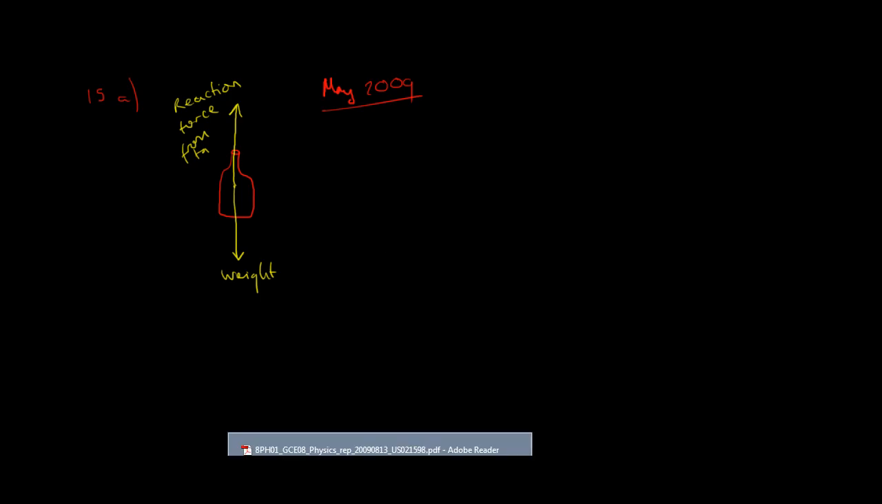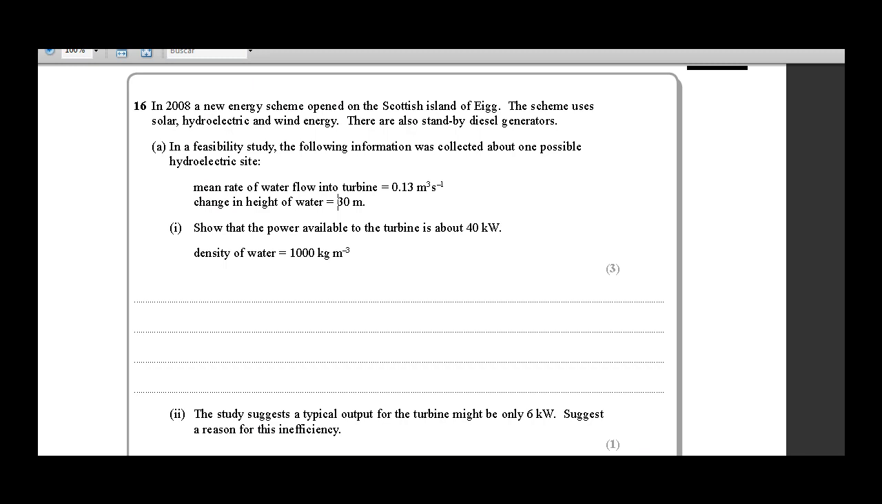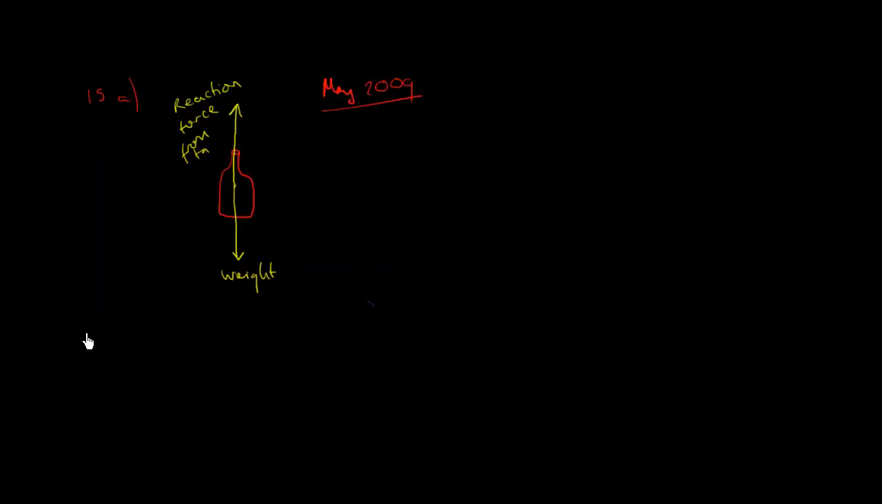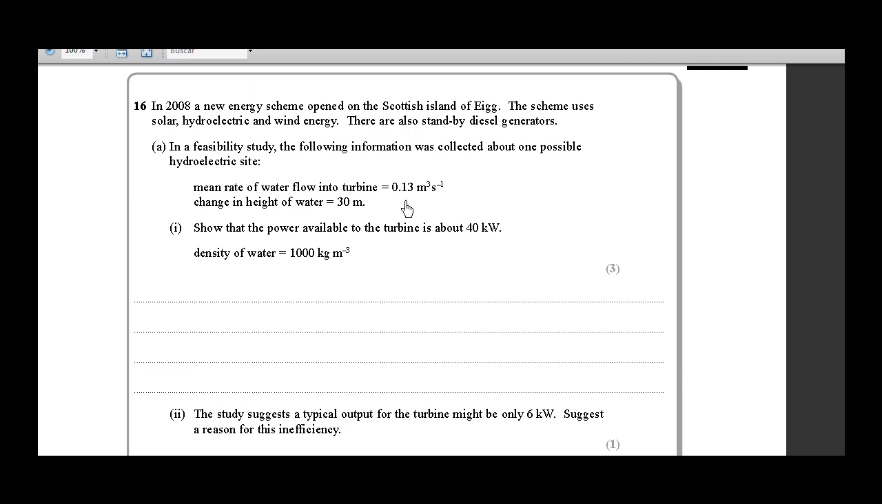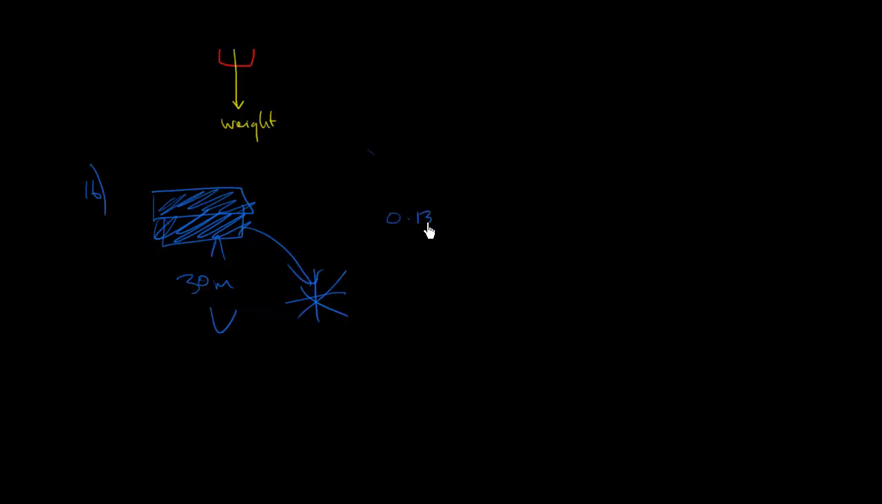So what's the question number? 16. So in question 16 we have a lot of water up here, and it's falling at a certain rate, and there's a generator and it falls 30 meters, and they tell us the speed of flow of the water, right? Let's see what they give us. 0.13 meters cubed per second, and they give us the density of water, and they ask for the maximum power.